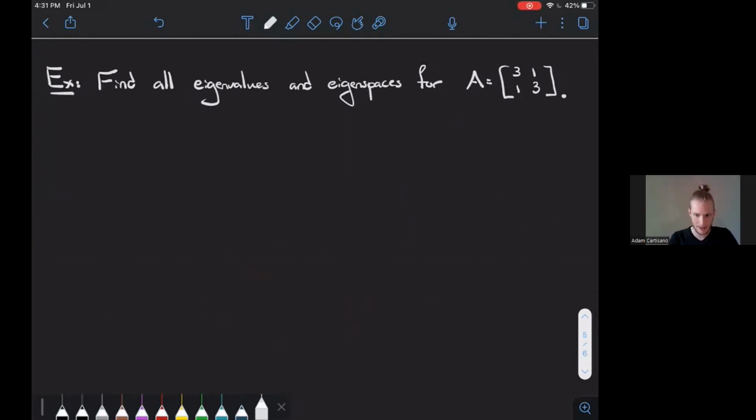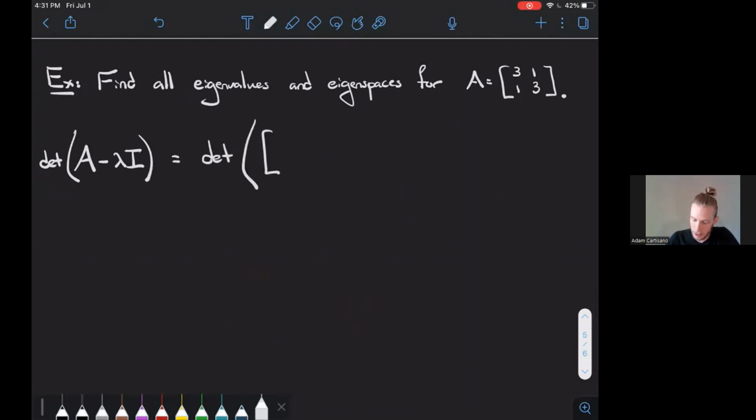Let's do it for A. Okay, we can do it. It's not bad. A minus lambda I. We want the determinant of this to be equal to 0. Well, A minus lambda I is the thing that you get when you subtract lambda from the main diagonal of A. So 3 minus lambda, 1, 1, 3 minus lambda. Now remember, the determinant is AD minus BC.